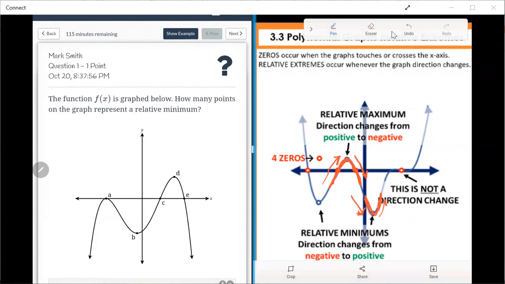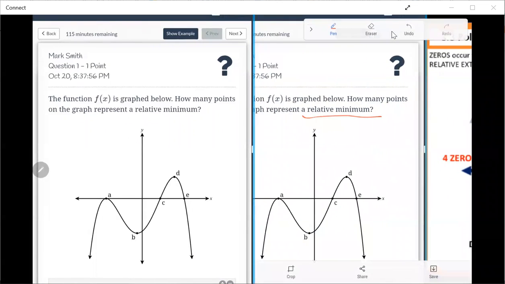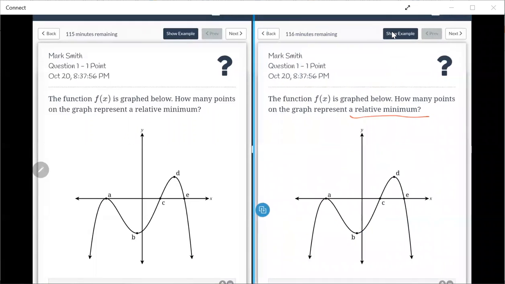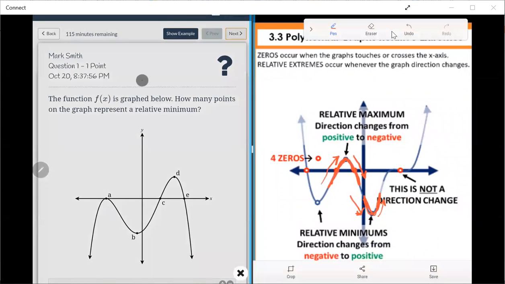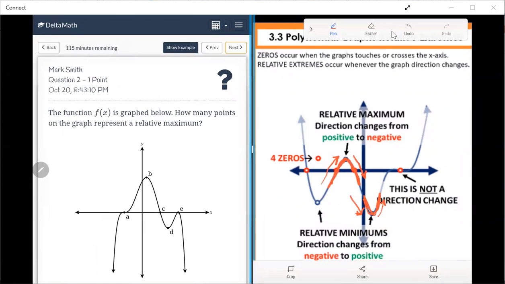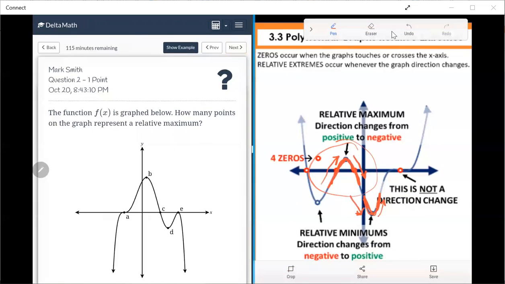That's what it asks for. It says, where are the relative minimums? And how many are there? So you just need to focus on that. The second one is the same type of problem, and it asks for the maximums. So the maximums, where do you see parts of the graph that look like this?